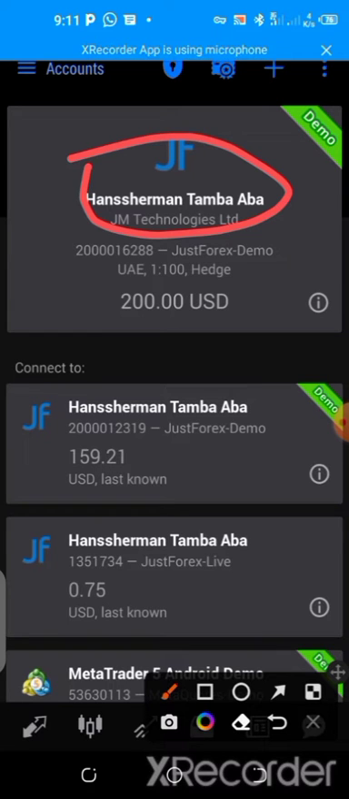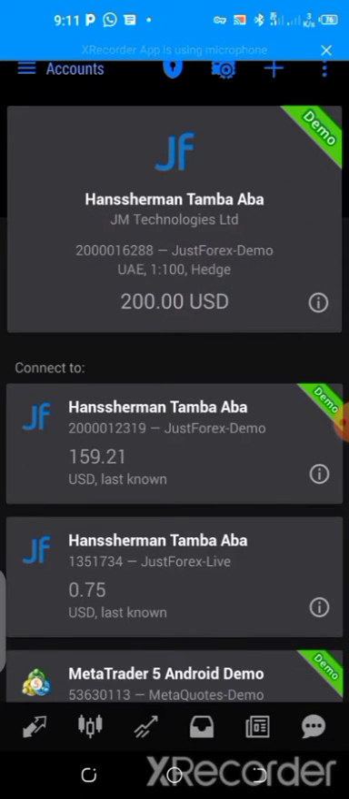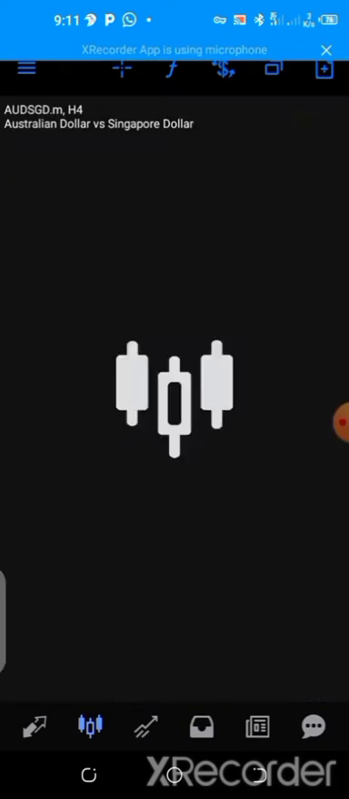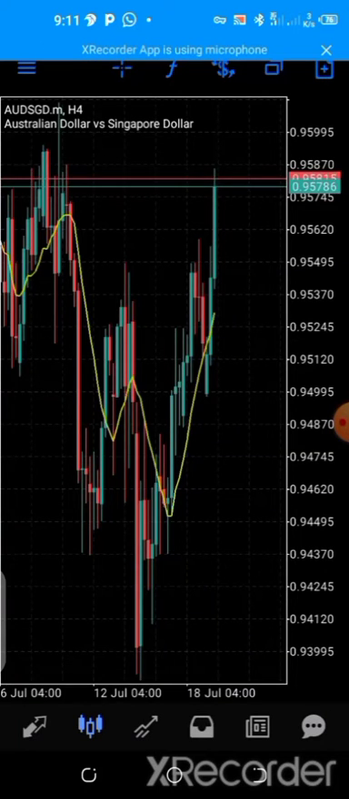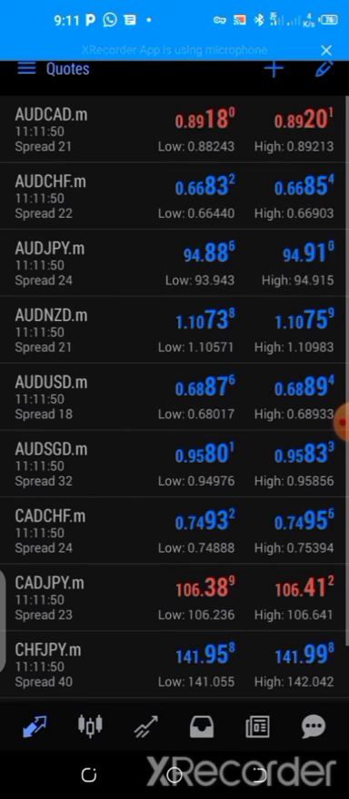You can see GM Technology Limited, and here is the password I use and the information. This was the leverage, and this is the demo capital. It's $200. So hope it is understood. So now I'm already in this account. When it's up here, I'm already in the account. So now whatever I'm doing on this chart, I'm on this my $200 account.